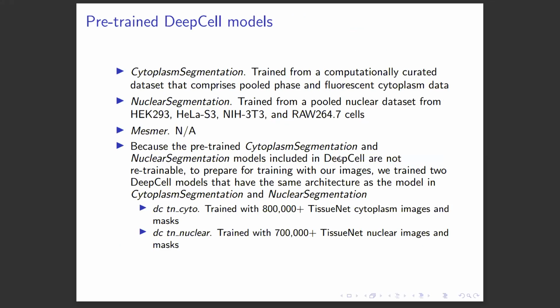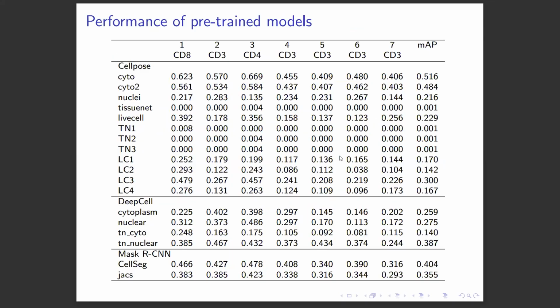First to look at the performance, and then these are the summary of the performance. So this is by image, 7 images. And if we average over them, we get mean AP. So this is the only column we need to focus on. And as I mentioned before, the best model is the Cellpose model.